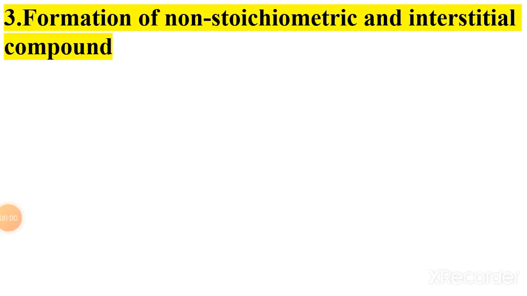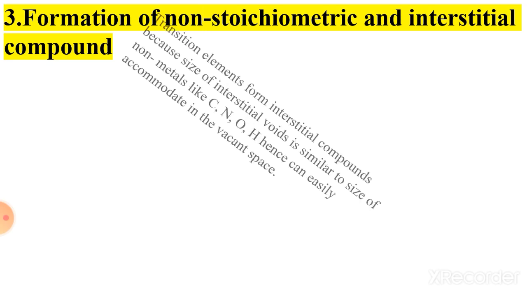Friends, let us explain the third topic, formation of non-stoichiometric and interstitial compounds. About interstitial compounds, you can think of d-block elements plus small non-metals giving interstitial compounds. I also told you about interstitial defects in solids, and about the type of solution known as interstitial solution in unit 2. So let us focus here on interstitial compounds.